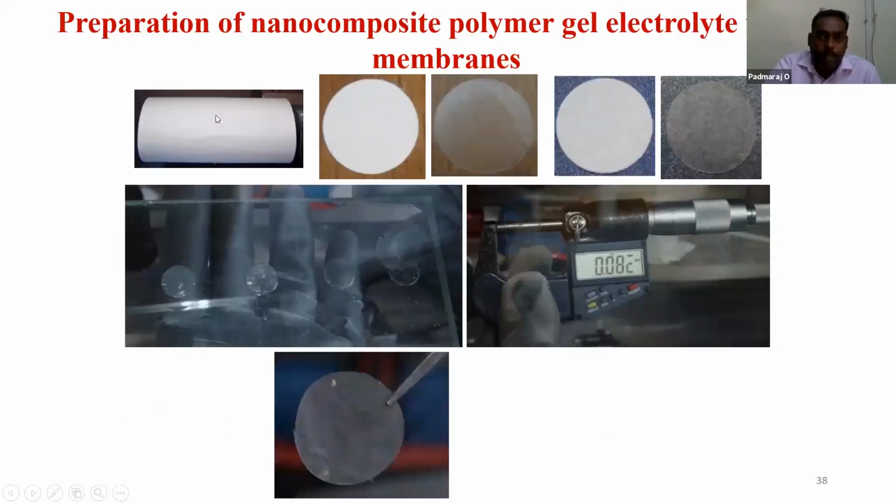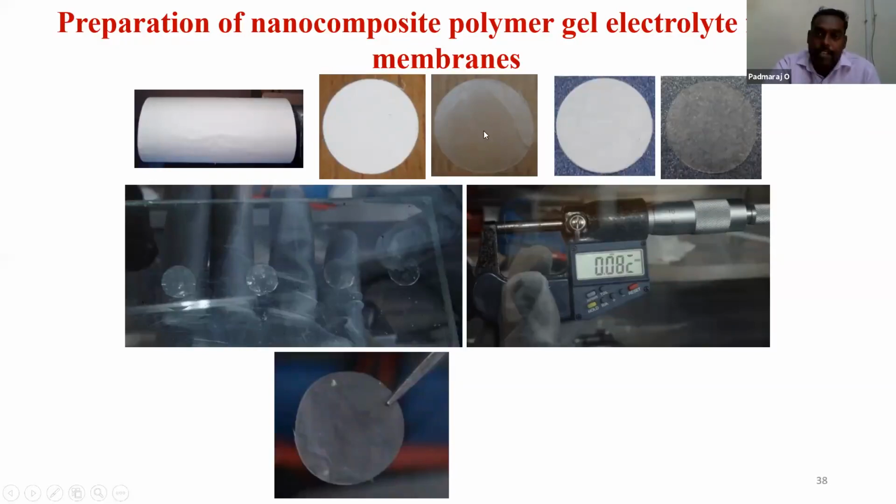Understood? After preparing the membrane, we cut it into circular discs based on our requirement. Then the cut, as-prepared fibrous membrane, we soak in the electrolyte solution and wait for an equal interval of time, and the excess liquid electrolyte we remove with tissue paper. This is the as-prepared membrane, and this is the nanocomposite polymer blend electrolyte with the electrolyte.